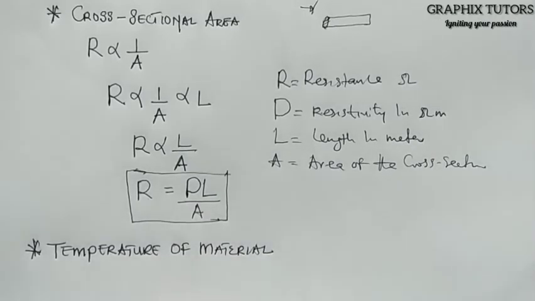Now, the temperature of the material also plays a vital role in the conductivity of the material, because the higher the temperature, the higher the resistance of the material. And this is as a result of what? When the temperature of a material is increased, the electrons in the material start bombarding with each other and with the walls of the conductor, right? So the higher the temperature, the higher the resistance; the lower the temperature, the lower the resistance.